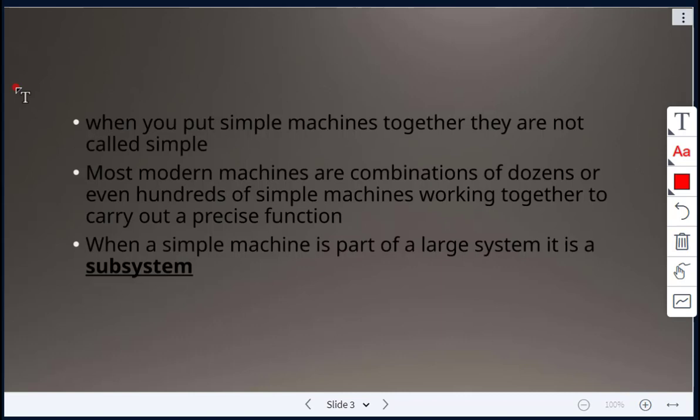And when you put simple machines together, they are no longer called simple. They are then called a combination. Most modern machines are combinations of dozens or even hundreds of simple machines that are working together to carry out a precise function. When a simple machine is part of a larger system, it is called a subsystem.